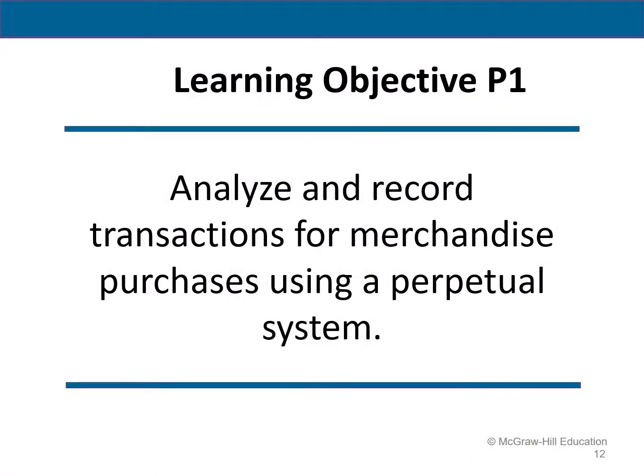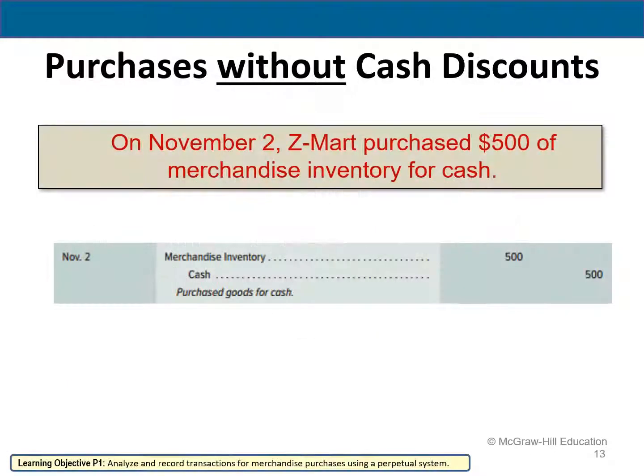All right, so now let's get into the meat of what chapter 4 is all about. So we're going to analyze and record transactions for merchandise purchases using the perpetual system. All right, so there's this idea of purchases, and you can have purchases with or without discounts. So oftentimes when you buy things from a vendor, the vendor will give you an incentive to pay your bill earlier.